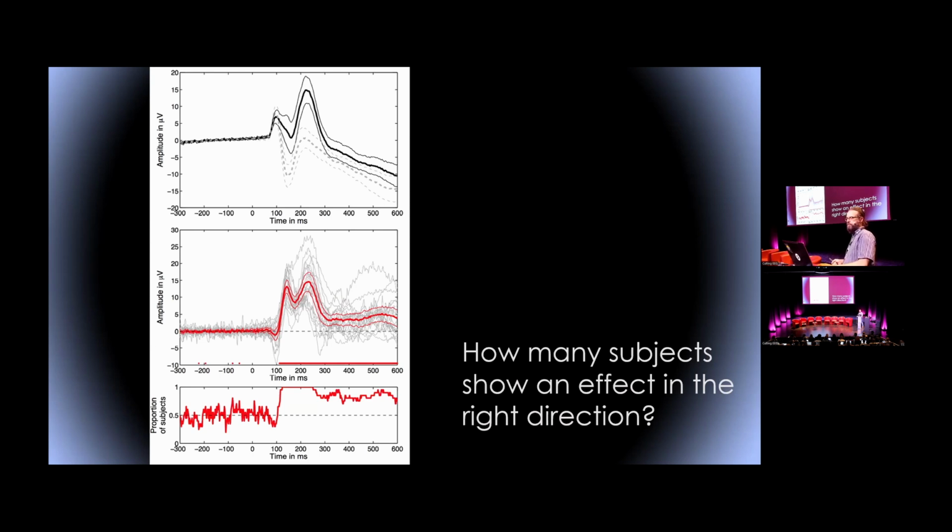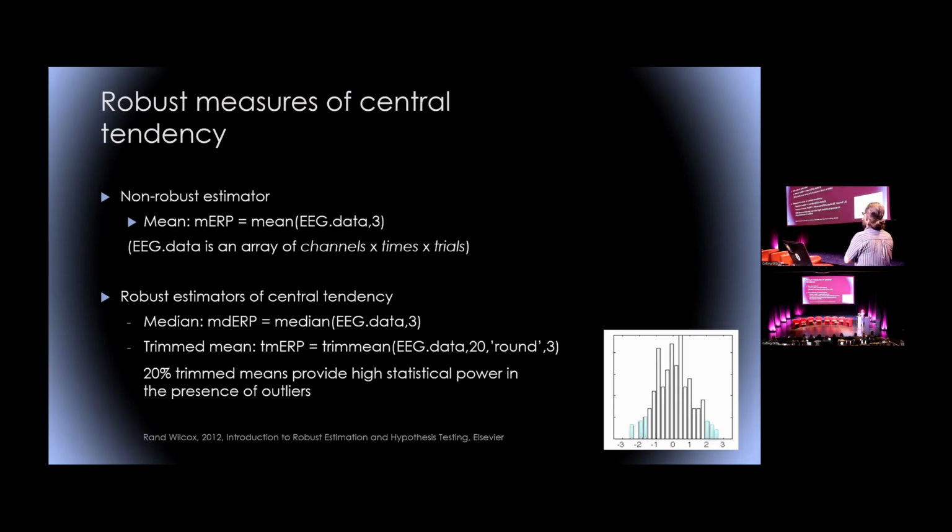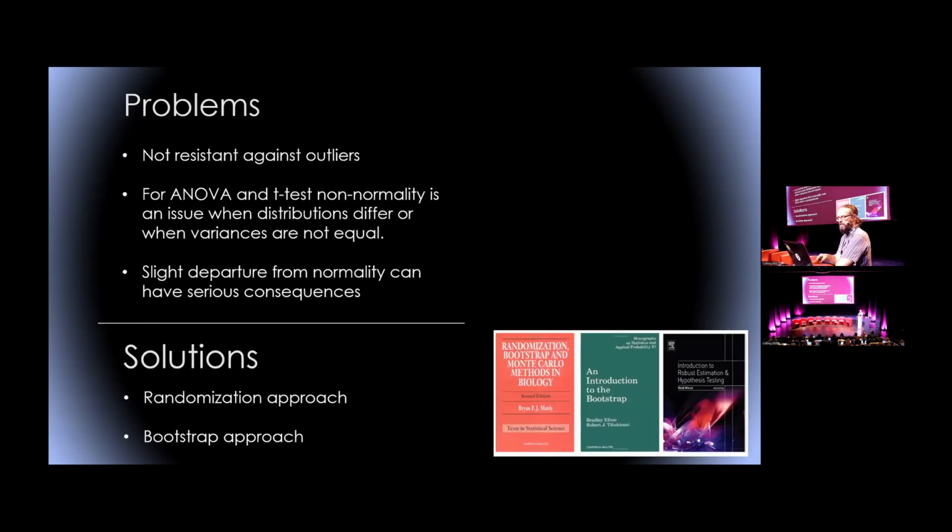Also, most people use the mean to compute central tendency. The issue with the mean is that it's not a robust estimate of central tendency. And for this, it's better to use the median or the trimmed mean. The trimmed mean is where you remove outliers and then you compute the mean. For example, 20% trimmed means provide high statistical power. In a lot of our analyses, we use the trimmed mean. So still there are problems with just using parametric statistics.